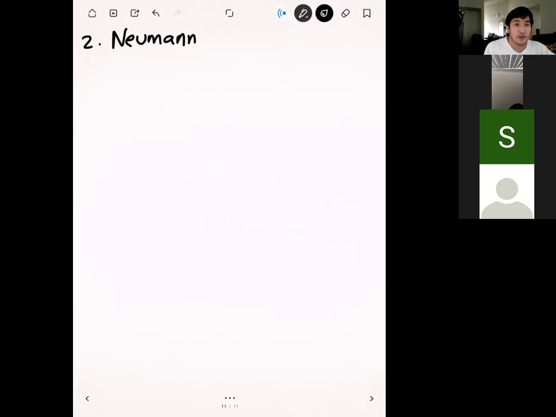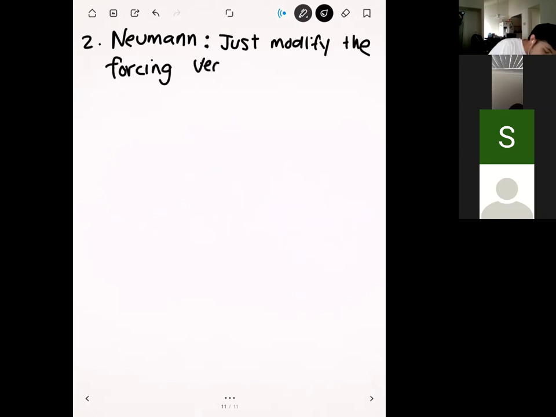So thankfully, Dirichlet boundary conditions are the more difficult of the two to apply. And so let's do Neumann boundary conditions now. Okay. And so the way that we apply Neumann boundary conditions is we just modify the forcing vector. Okay. So very simple. We basically just take the value of the Neumann boundary condition and then just plug that into the forcing vector.